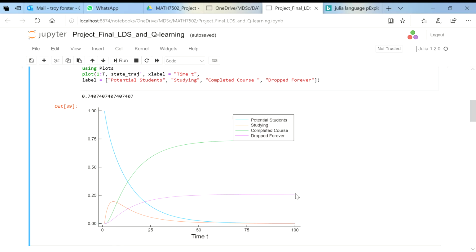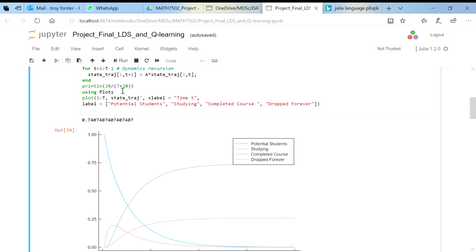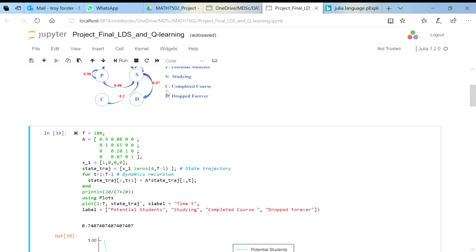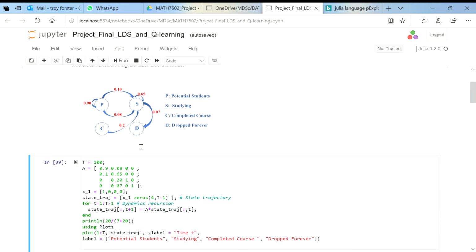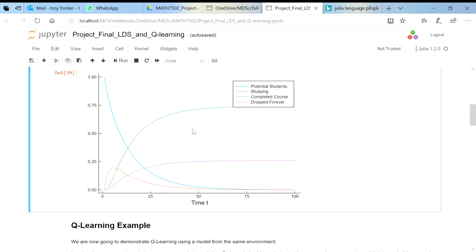What you can see, interestingly enough, is that the dropped forever is about 25% and the completed the course is about 75%, which is exactly the same ratio between the 2 probabilities that we can see up here, 20% and 7%. So in the end, that is the only probability that mattered, because everyone came through there and popped out the other end.